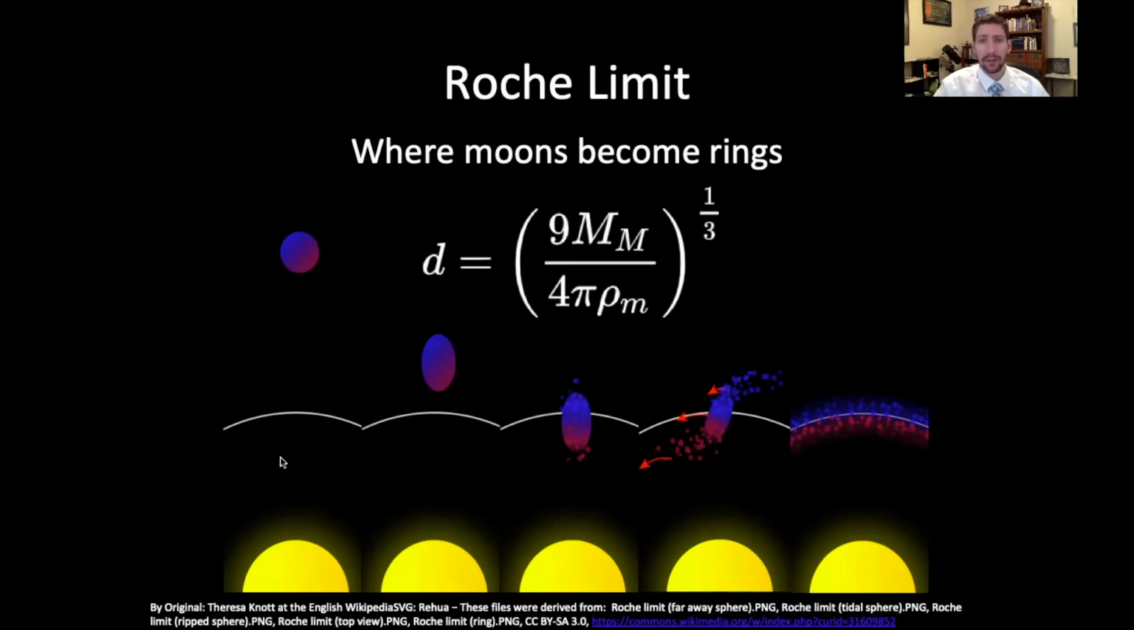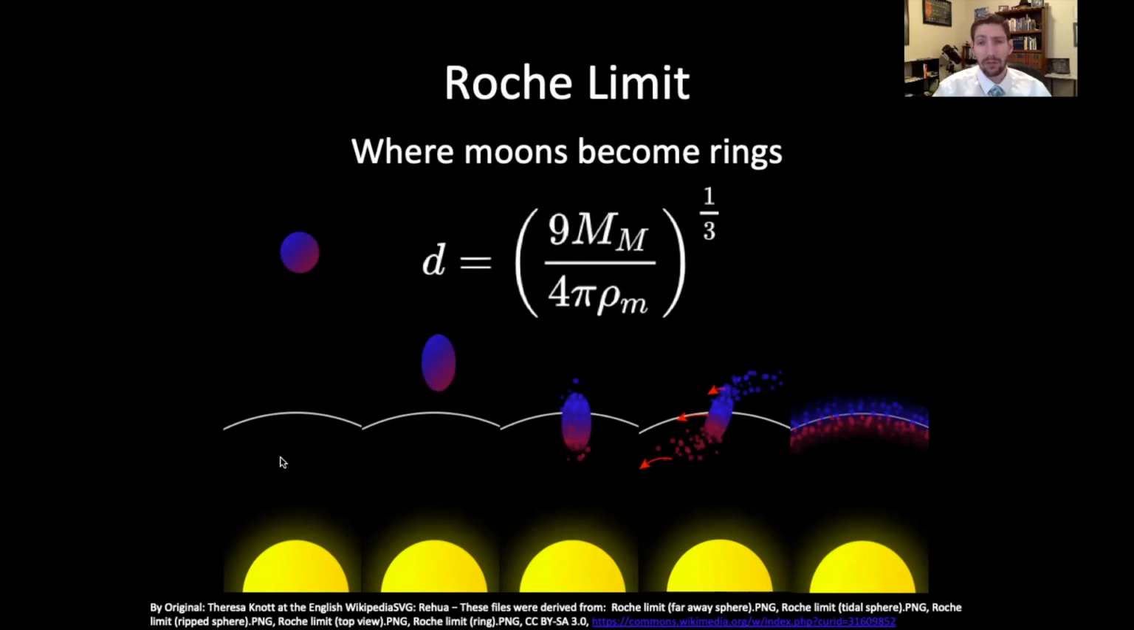This is the radial distance from a massive object, like a planet, at which tidal forces exceed the gravitational force necessary to hold bodies together. You could think of this as the boundary at which moons become rings.